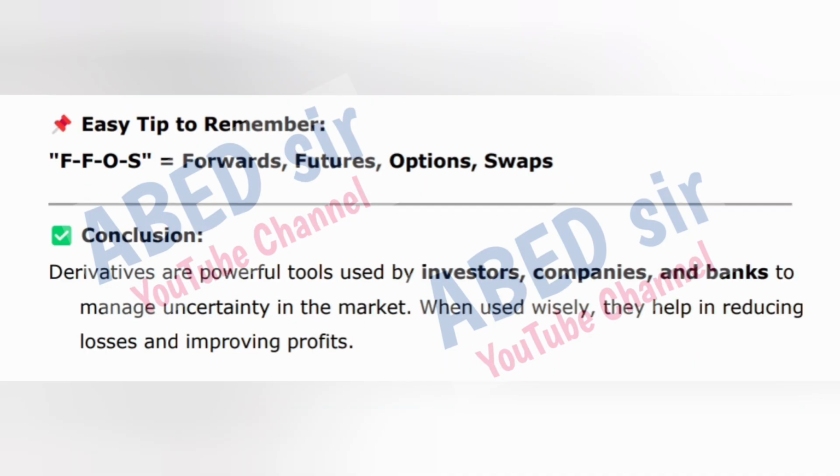Easy tip to remember. FFOS is equal to forwards, futures, options, swaps. Conclusion. Derivatives are powerful tools used by investors, companies, and banks to manage uncertainty in the market. When used wisely, they help in reducing losses and improving profits.